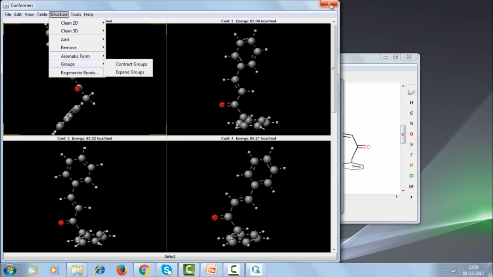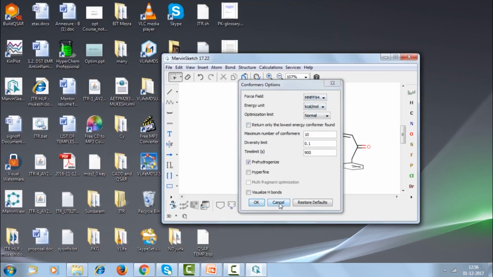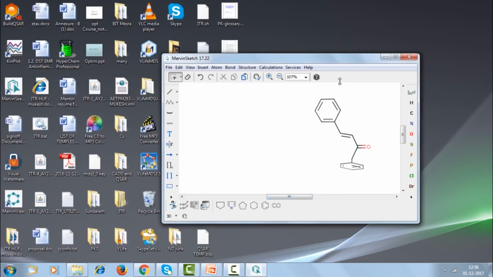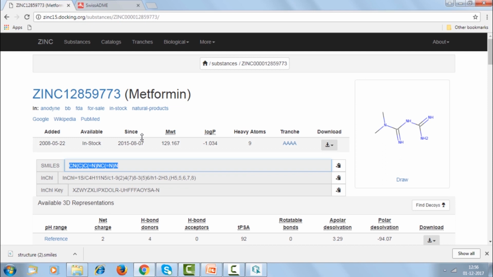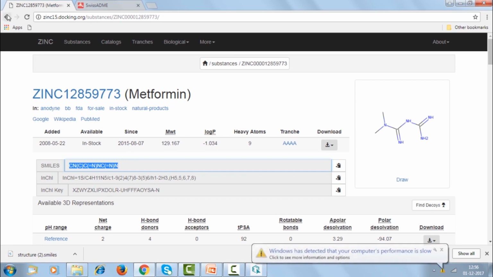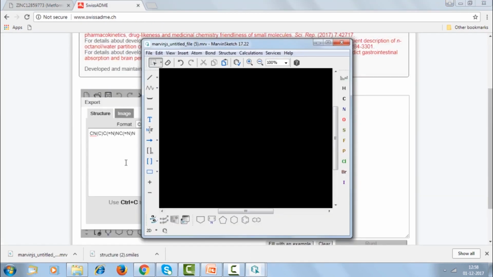So one approach is by drawing the structures like I showed here. Another approach, we can get it through ZINC and SwissADME. Look at this. So I have, this is metformin. So how do I get metformin? ZINC database, as you know, we can get metformin.